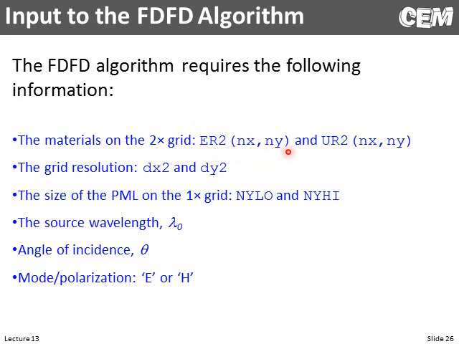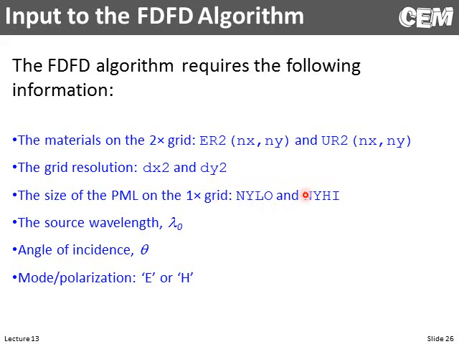So we're going to have to build two different arrays, two different two-dimensional arrays, and both of these are on a 2x grid. One has the relative permittivities, and the other has the relative permeabilities. So given these, MATLAB will know how big they are, so we also need to provide the cell size, the grid resolution parameters in X and Y. And these can be different. We like them to be as similar as possible, but they can be different.